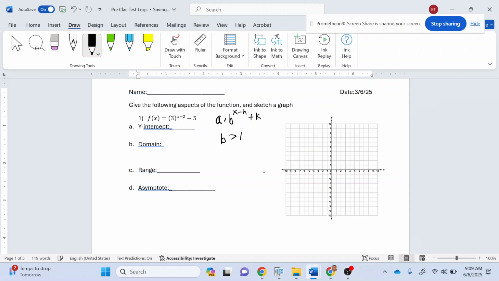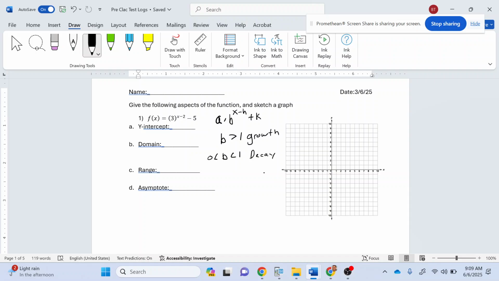If b is greater than 1, it is a growth. If b is in between 0 and 1, like 0.5, it is a decay. b cannot be negative because eventually you would have a decimal exponent, which is like a square root, and you can't take the square root of negatives. So b just can't be negative. You don't have to worry about that.